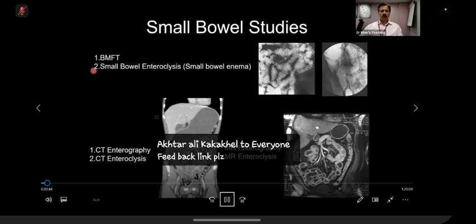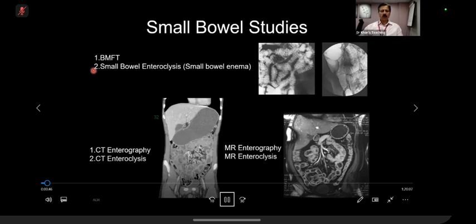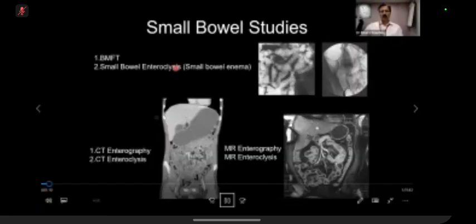Then we can do a small bowel enteroclysis, also previously known as small bowel enema, where we put a tube into the proximal duodenum. Then we use methyl cellulose, and it gives a lot of distension. You don't like it. Nobody likes an NG tube.